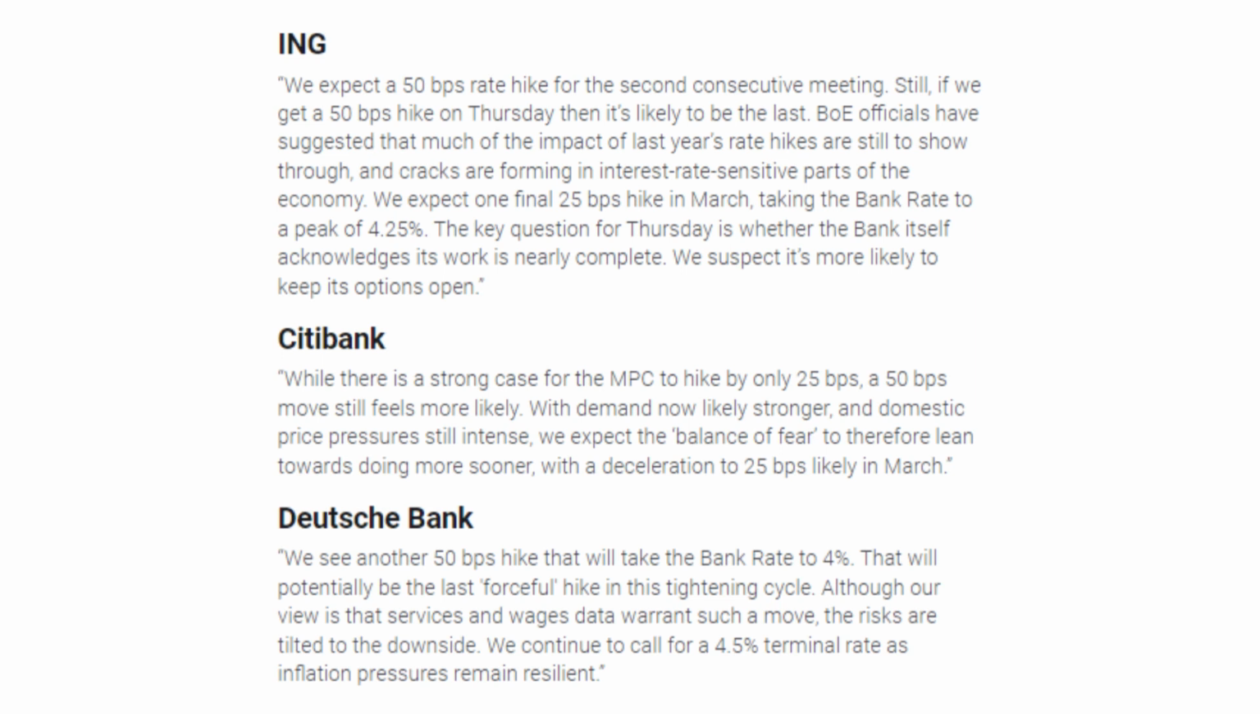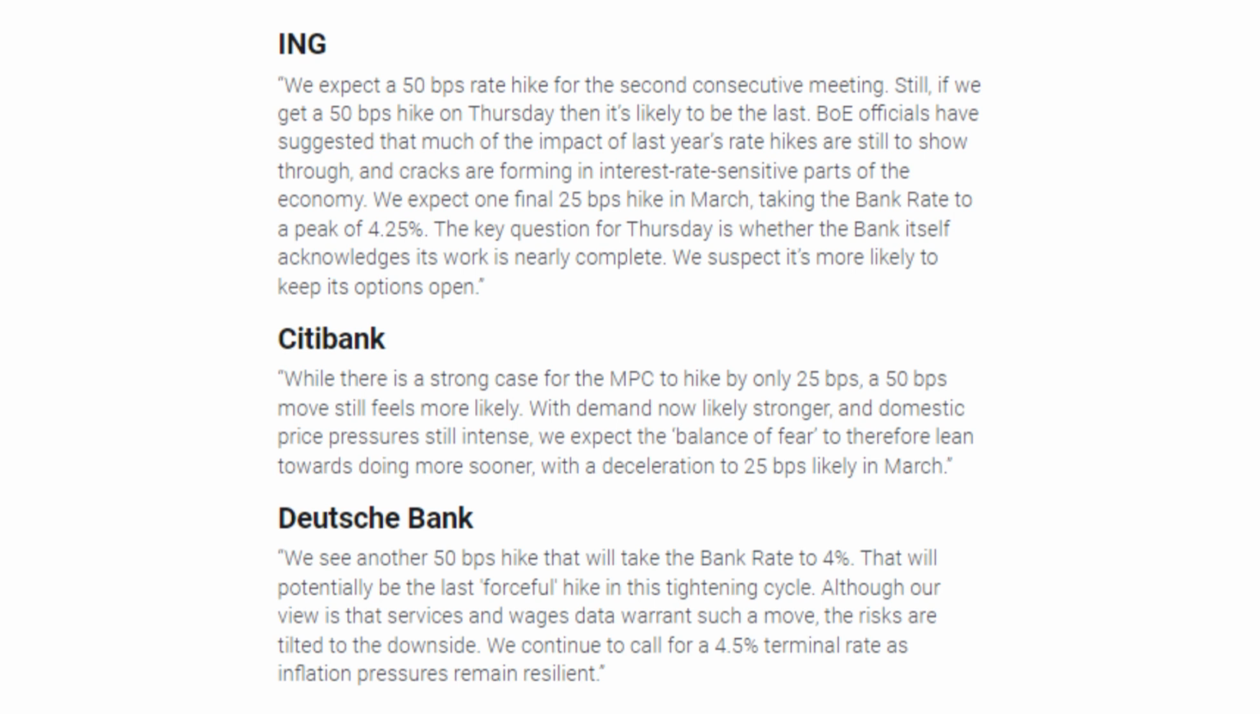ING. We expect a 50 bps rate hike for the second consecutive meeting. Still, if we get a 50 bps hike on Thursday, then it's likely to be the last. BOE officials have suggested that much of the impact of last year's rate hikes are still to show through, and cracks are forming in interest rate-sensitive parts of the economy. We expect one final 25 bps hike in March, taking the bank rate to a peak of 4.25%. The key question for Thursday is whether the bank itself acknowledges its work is nearly complete. We suspect it's more likely to keep its options open.